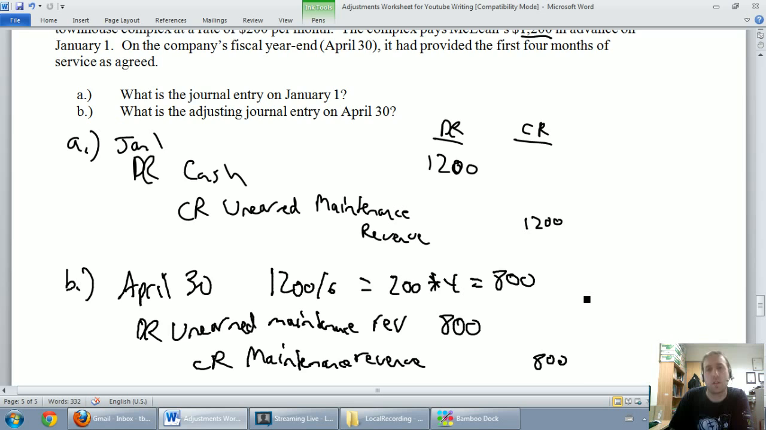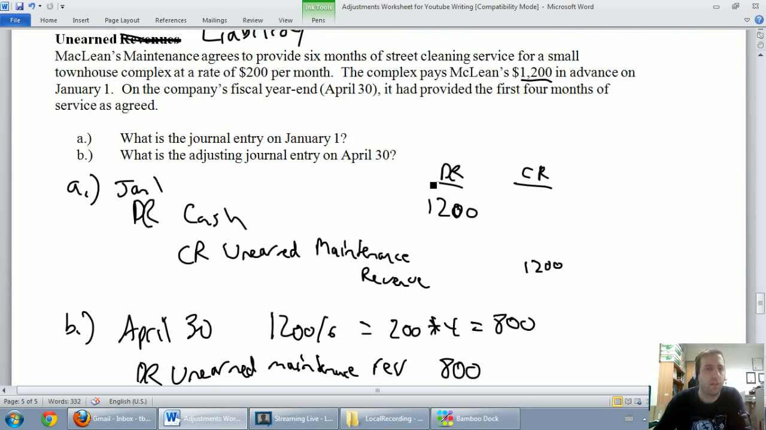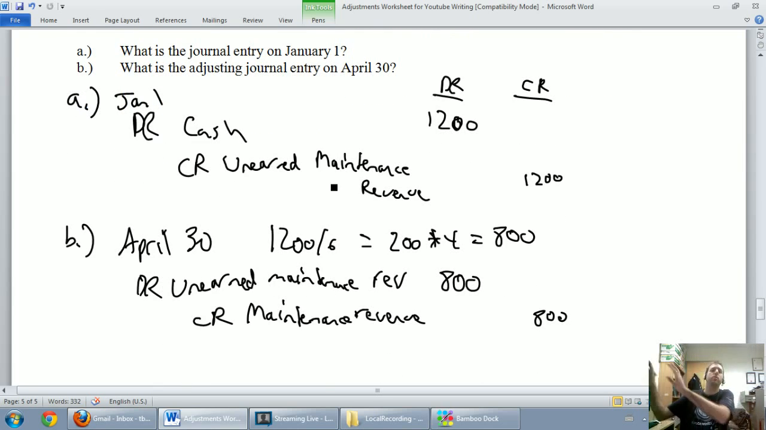This is our adjusting journal entry. And again, the reason is the townhouse complex that hired us, they have no idea this is happening behind the scenes. They're not saying, oh, these guys have earned $800 now, we better invoice them on April 30th. No. They're just thinking, okay, well, our contract ends in a couple months, maybe we'll renew them or not. But we've done 4 months worth of work. We've earned 4 months worth of revenue. We need to say it's not unearned anymore. It's been earned. Debit unearned maintenance revenue, credit maintenance revenue. We've got a good adjusting journal entry.